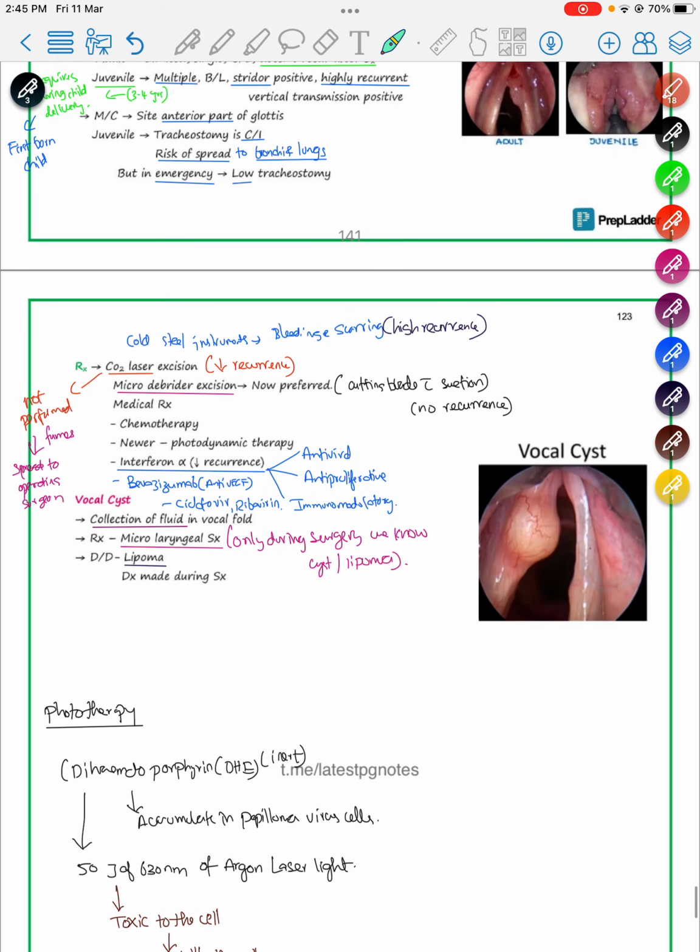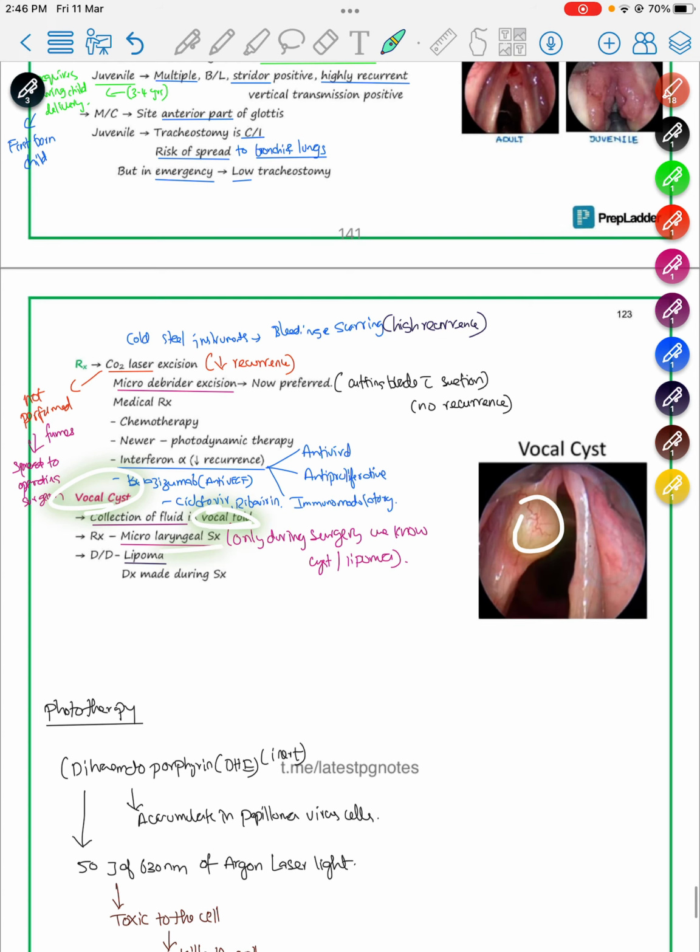The last one is the vocal cyst, a collection of fluid in the vocal fold. Treatment is microlaryngeal excision. During surgery we can differentiate whether it is a lipoma or a vocal cyst. Diagnosis is made during surgery.